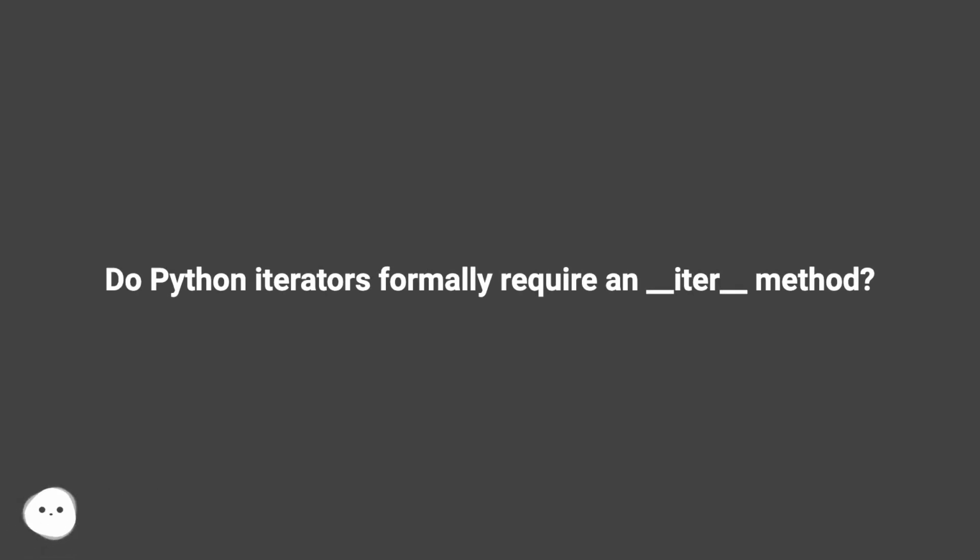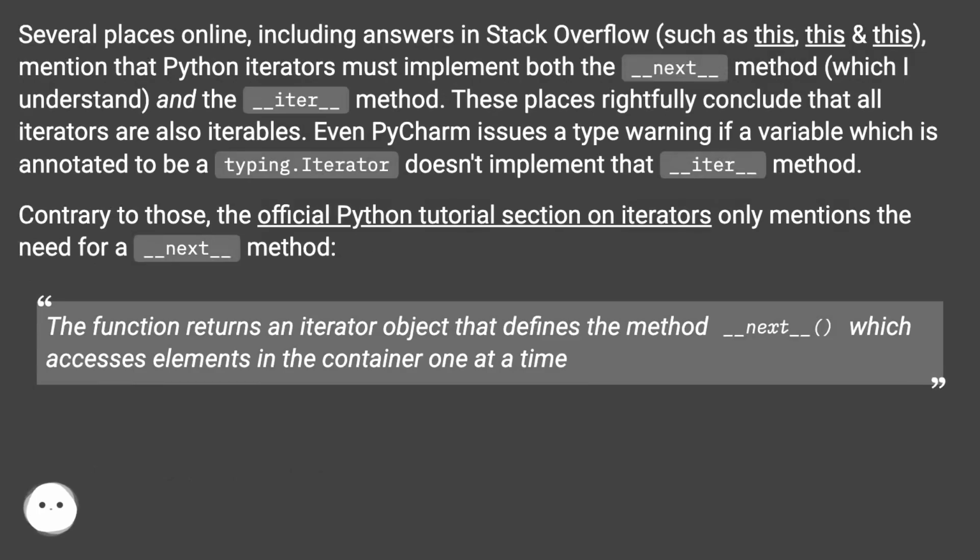Do Python iterators formally require an __iter__ method? Several places online, including answers in Stack Overflow, such as this, and this, mention that Python iterators must implement both the __next__ method, which I understand, and the __iter__ method. These places rightfully conclude that all iterators are also iterables.